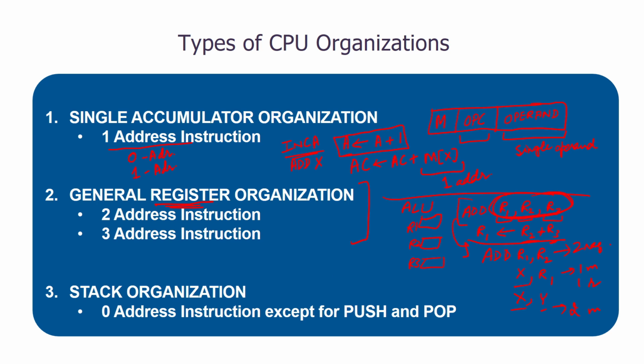Okay. In stack organization, what do we have? We have a stack. Suppose all the registers are in a stack. So we have one top of the stack variable. Along with that, we can use push and pop operations. Push and pop. How do they work?